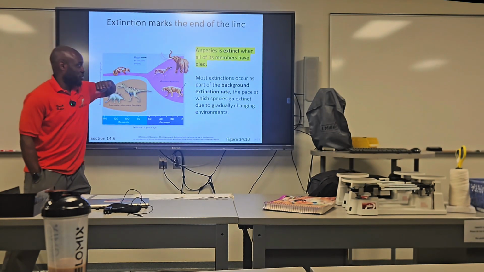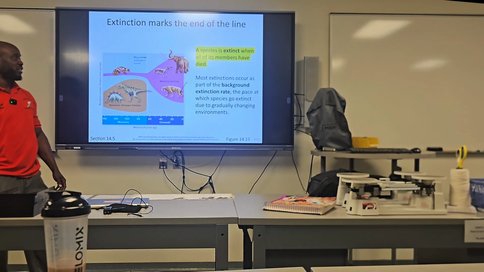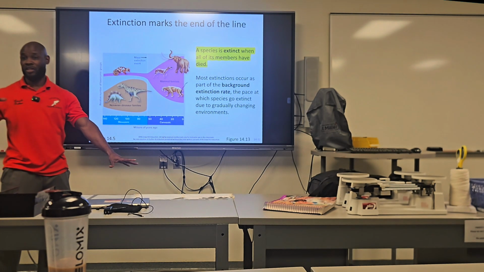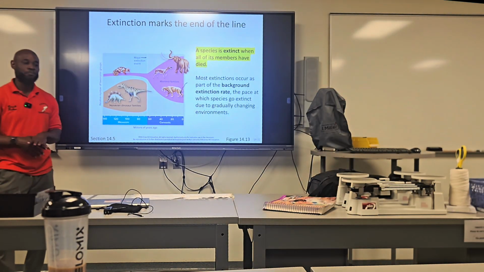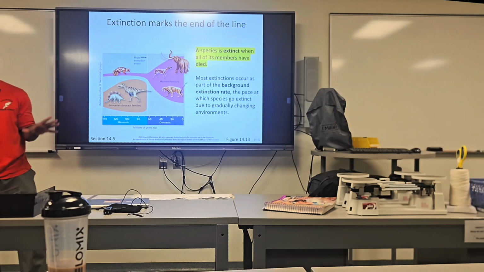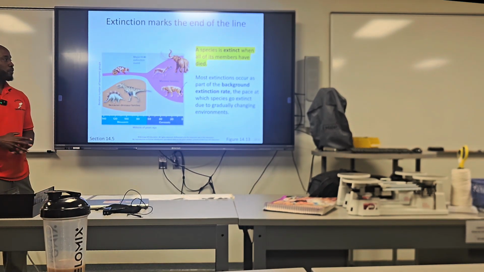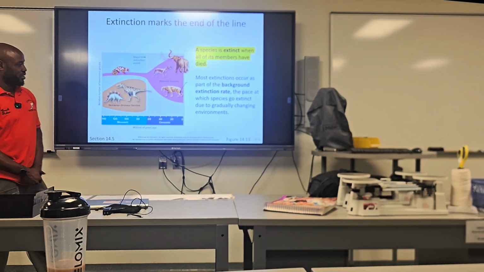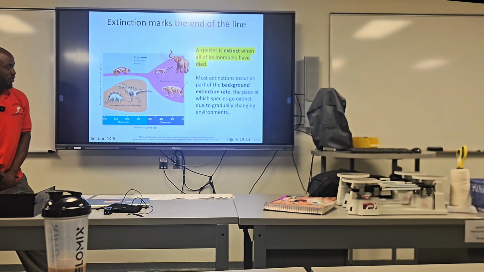But those animals that we have their bones are now extinct, unfortunately. All right, they're extinct, and that means they no longer exist. All their members have died off. They were not able to evolve to be able to survive the change. What we believe happened is they were not able to evolve to survive the change in the environment over the years. Most extinctions occur as part of the background extinction rate, the pace at which species go extinct due to gradually changing environments, okay?